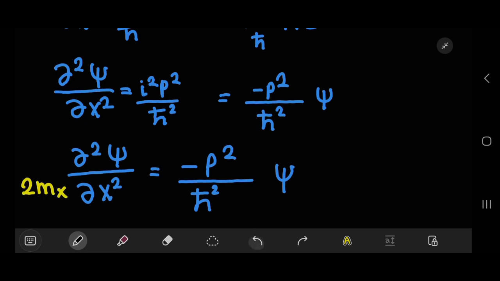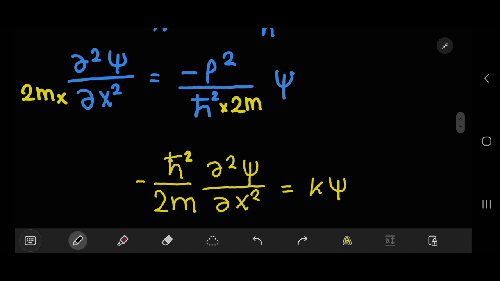We'll divide both sides by 2m. We'll get −ħ²/2m ∂²ψ/∂x² = Kψ. K, which is the kinetic energy, equals p²/2m.